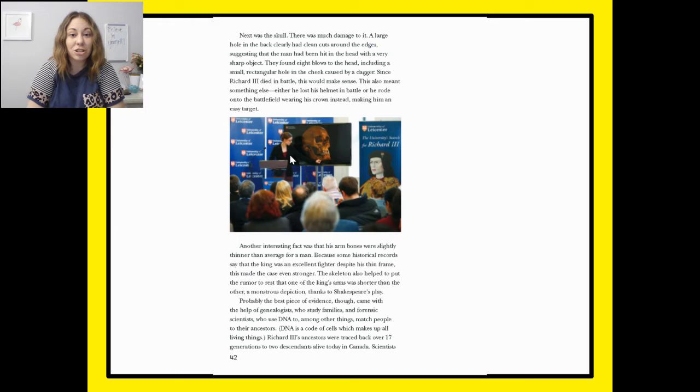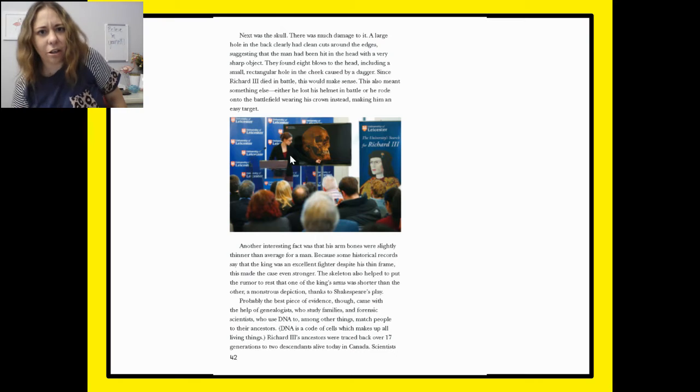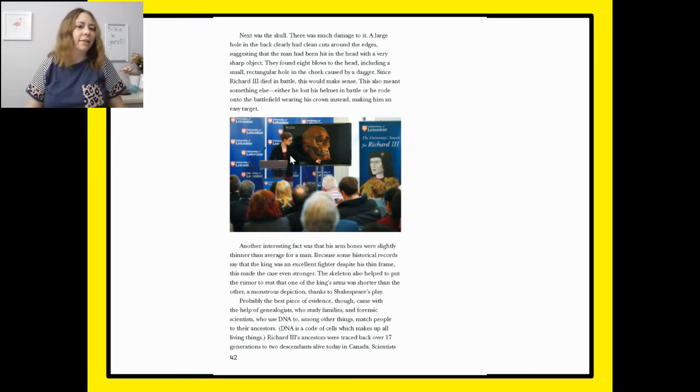Remember, a depiction means a representation, usually in a picture, but in Shakespeare's play, they literally had someone acting like they were King Richard III. So imagine if they're acting and they had their shoulder all hunched to one side and their arm looked longer than the other. That wouldn't make King Richard III look like a very appealing man.